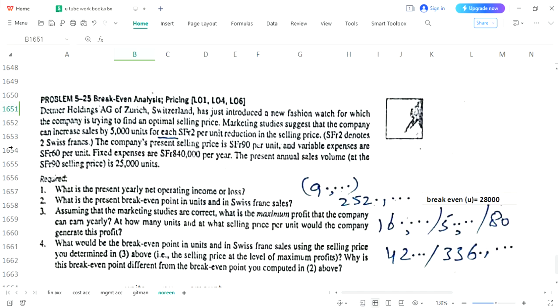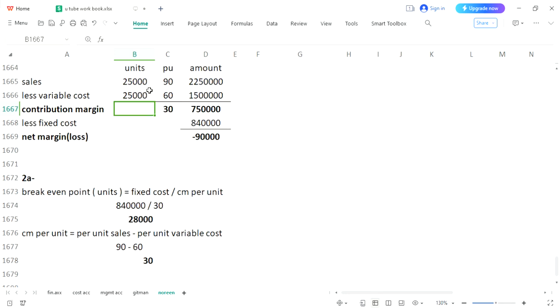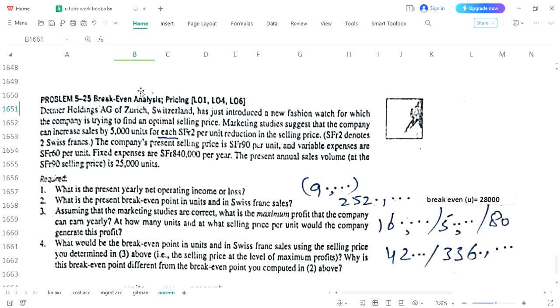We will now be looking at third point, assuming that marketing studies. You have seen marketing studies suggest that the company can increase sale by 5,000 units for each 2 rupees or dollars per unit reduction. What does that mean? If you will decrease your selling price by 2 units or $2, what will happen? Your sale would be increased by 5,000 units. Right now, how many units you are selling? Here it has been written 25,000. But if you will decrease this price by 2, this sale will be increased by 5,000 units. Okay, then what he wants us to do?